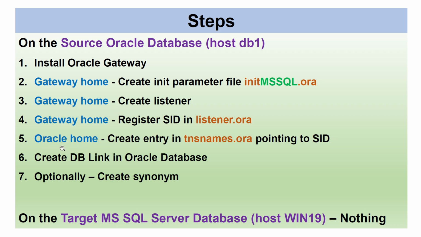Go ahead and connect to the Oracle home and create an entry in tnsnames.ora pointing to this SID. Once that is done, you are now ready to create the DB link in the Oracle database. So some steps at the gateway, some at the Oracle home, and finally creating the DB link in the Oracle database. Optionally, if you want, you can create the synonym. What are the steps that you need to do at the target MS SQL database? Absolutely nothing. Everything that you will be doing is in the Oracle database.